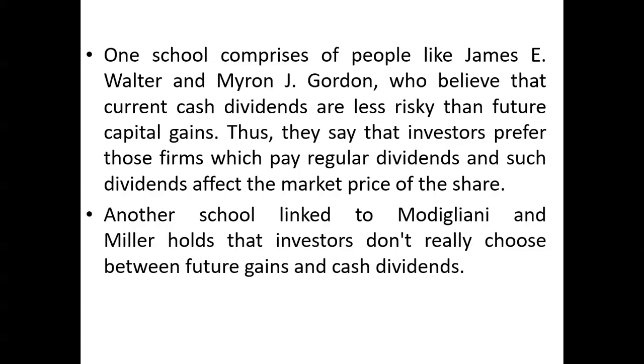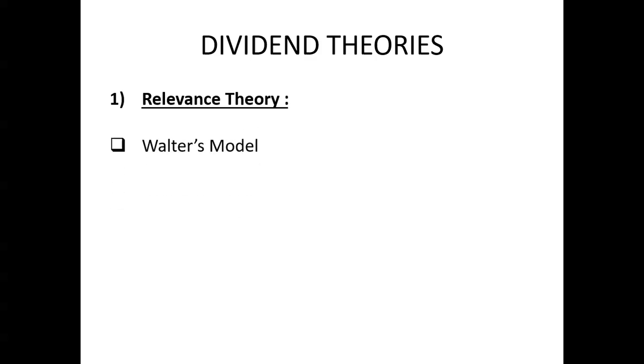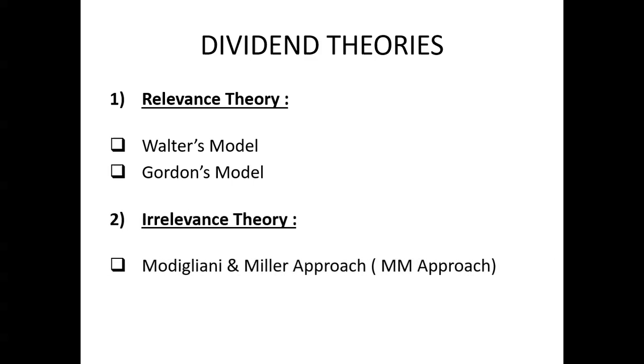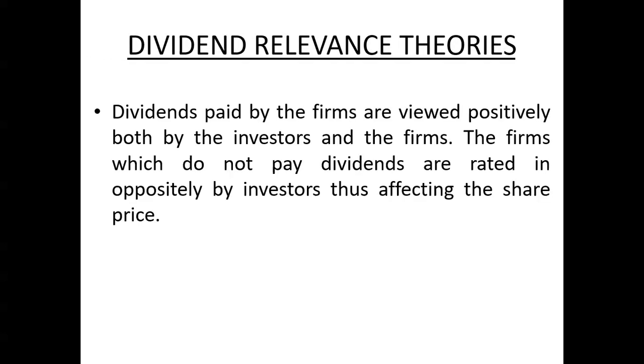The theory of relevance is supported by Walter and Gordon, and the theory of irrelevance was propounded by Modigliani and Miller. So there are two types of theories: dividend relevance theory and dividend irrelevance theory. The dividend relevance theories are Walter's model and Gordon's model, whereas the dividend irrelevance theories are the Modigliani-Miller approach and the residual theory. I am going to go through them one by one in a clear-cut manner in this video. First, I will go for the dividend relevance theories.